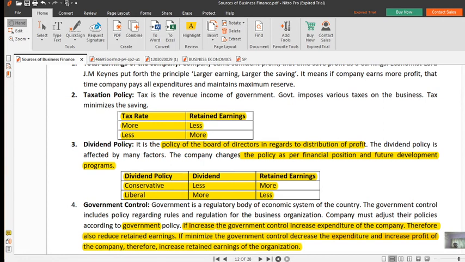For today, I stop here. After watching this video, you have to write down a short note on retained earnings. While writing the short note, you have to write down the meaning, definition of retained earnings, introduction, and determinants of retained earnings with advantages and disadvantages of retained earnings for 4 marks. This is an important question as far as our HSC exam is concerned.